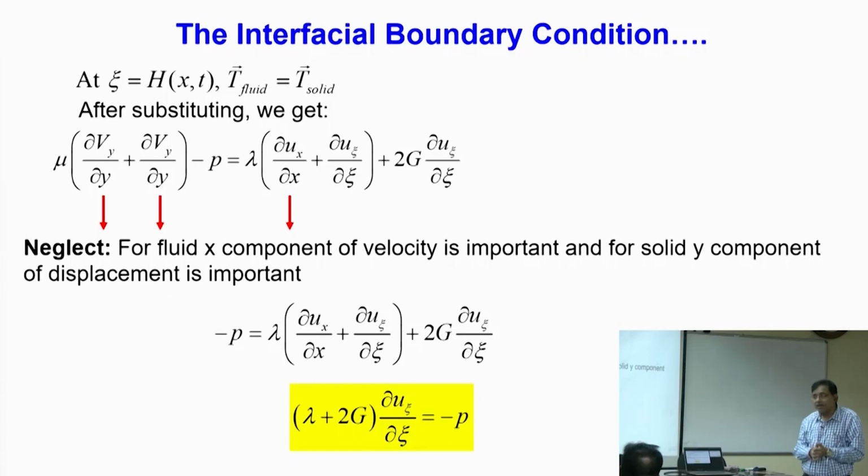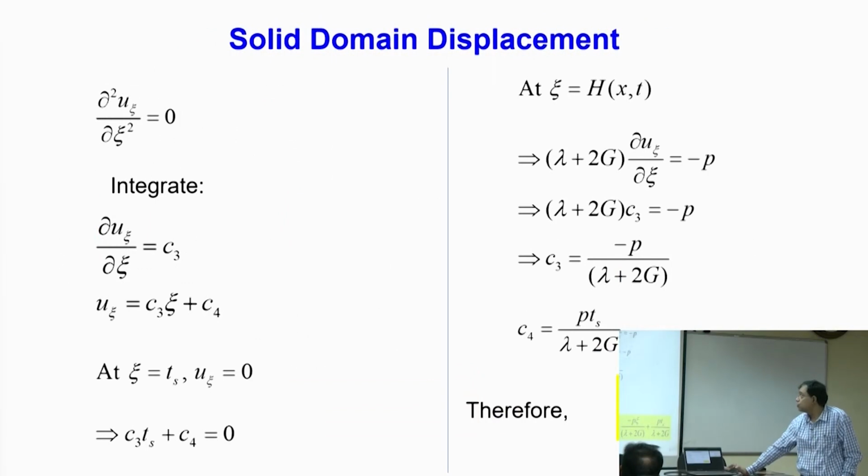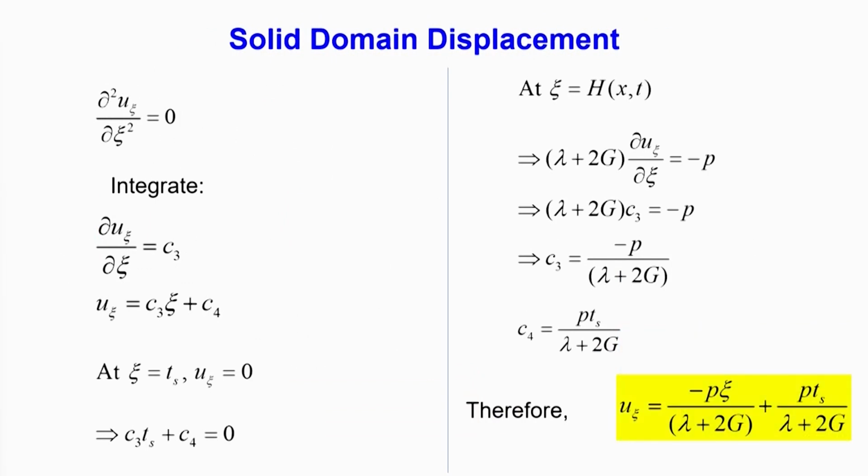So, remember that for the solid mechanics the governing equation is the second order partial derivative equal to 0, and this is the boundary condition, the so-called first order derivative condition. So, that is what we are doing. We are calculating the solid domain displacement. So, you integrate it, and we are using two boundary conditions.